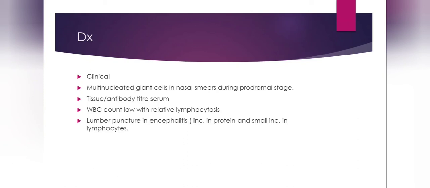And you can also do WBC count. WBC count jo hai wo kafi low hoga with relative lymphocytosis. Aur lymphocytosis jo hai, wo lymphocytes increase honge relatively as compared to other WBCs. If the complication of encephalitis occurs, then when you do lumbar puncture, you will find increase in protein and small increase in lymphocytes in the CSF.